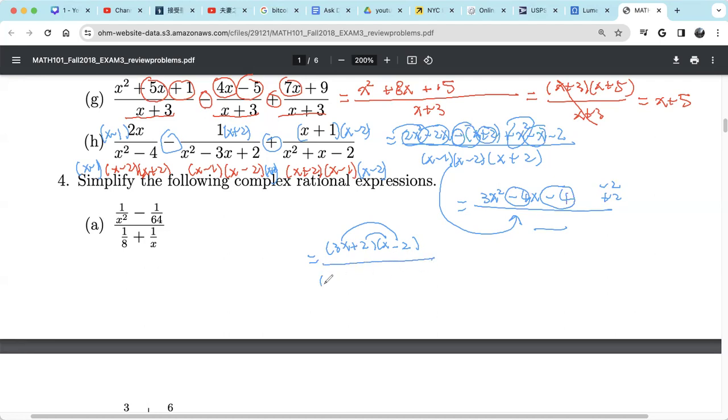Now the denominator, I have x minus 1, x minus 2, and x plus 2. Do you see the common factor of x minus 2? So that cancels out. So the numerator, I'm left with 3x plus 2. The denominator, I have x minus 1 times x plus 2 left.